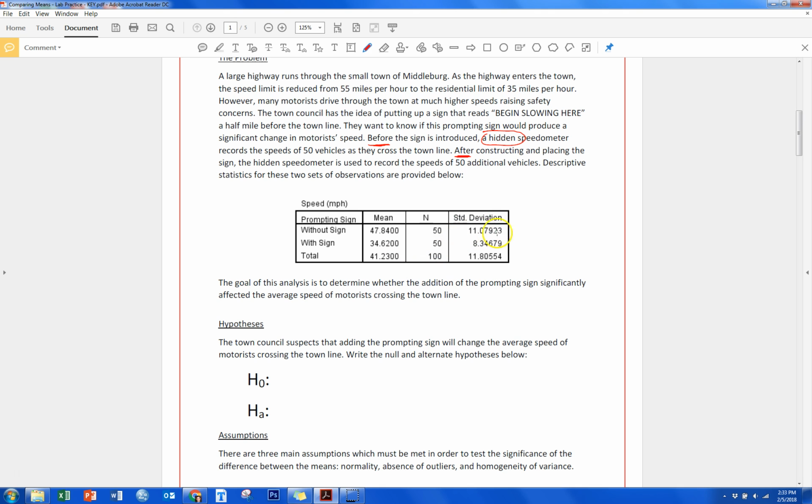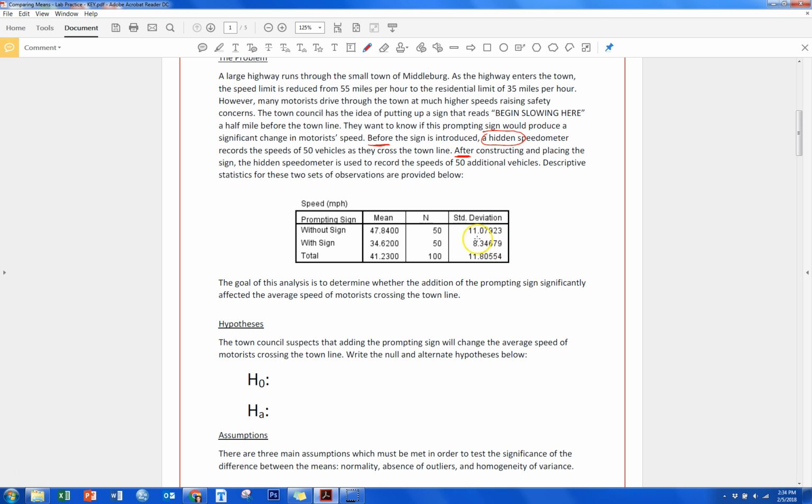Over here on the right, we have the standard deviation for each row or for each condition. Without the sign, the standard deviation is 11. With the sign, the standard deviation is 8. So what does this mean? We can see that there is a wider standard deviation in the without group than the with group.